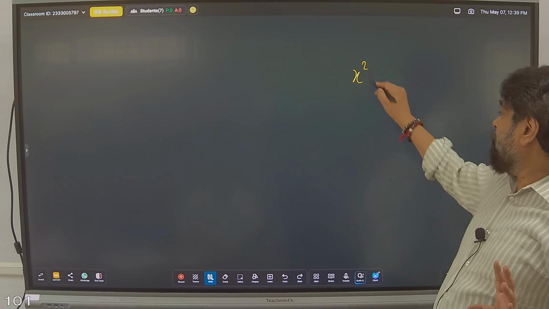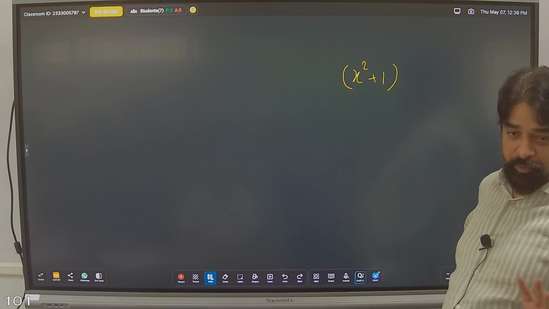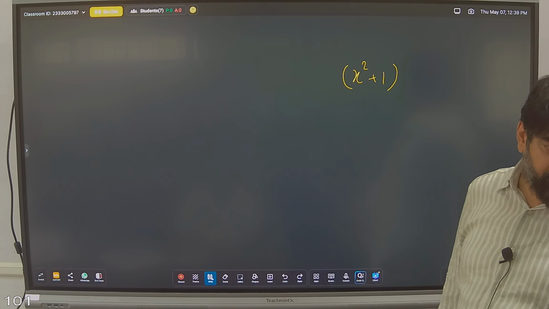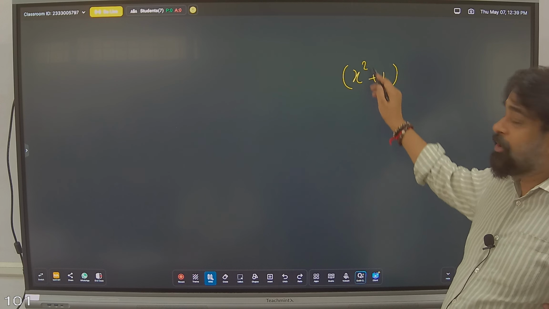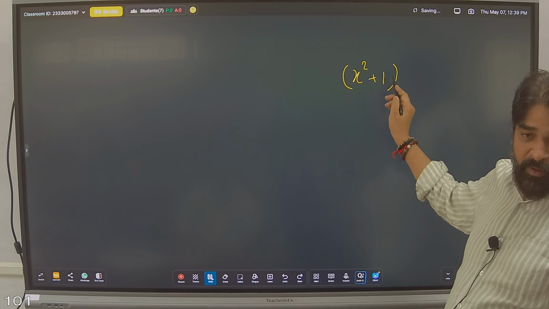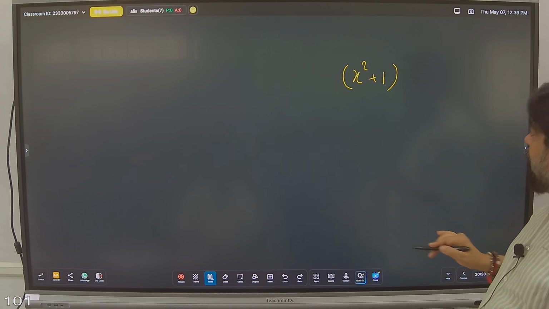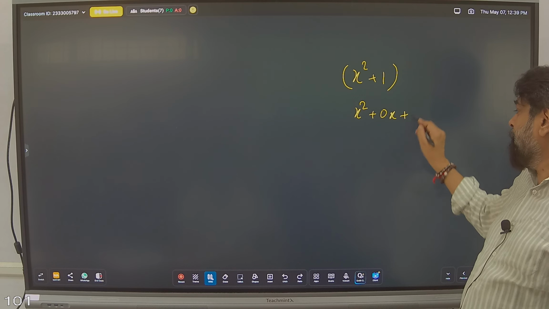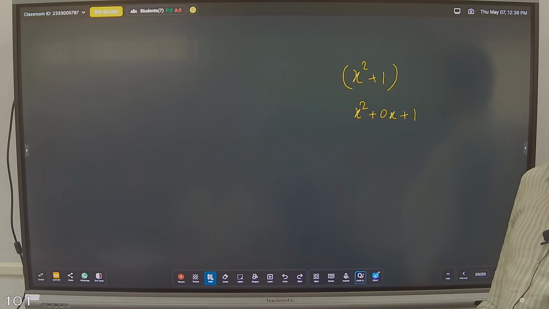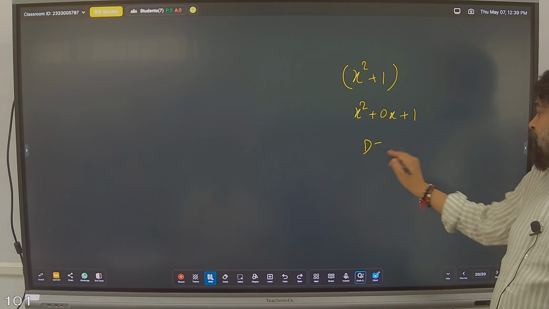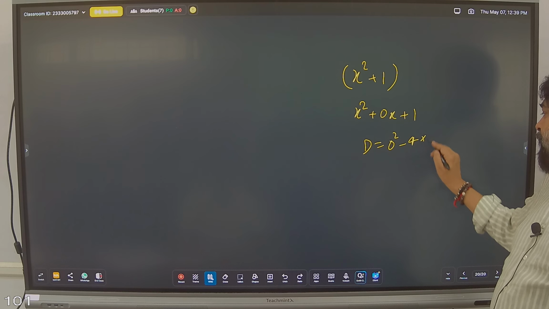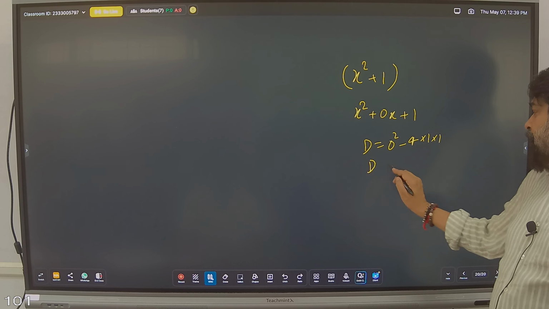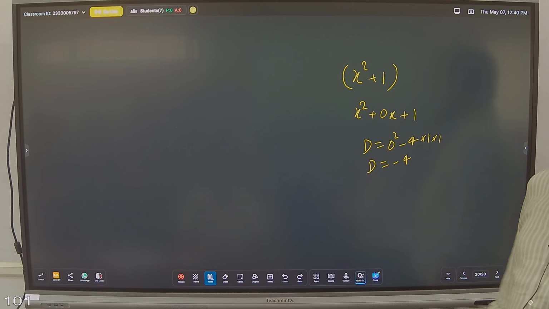See, x square plus 1, we know it's positive. We didn't use any quadratic logic. We say, x square is always positive, so plus 1 will be always positive. But if you think from the quadratic point of view, what will be the discriminant? 0 square minus 4ac, so D is negative. Whenever D is negative, it will be always positive or always negative.